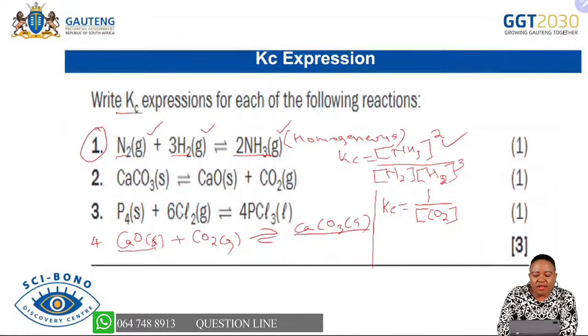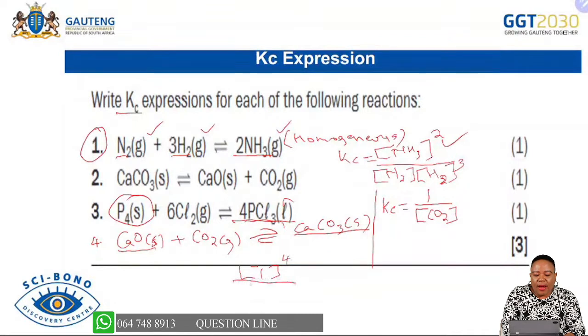Then this one, you can see also we have our P4 as our solid plus 6 moles of chlorine gas, giving us 4 moles of phosphorus chloride. Remember, this is our reactant and this one is our product, and our product is already a liquid. So you can see that as we know our liquid is going to be 1, it means it's the same as 1 to the exponent 4, which is not going to make any difference.